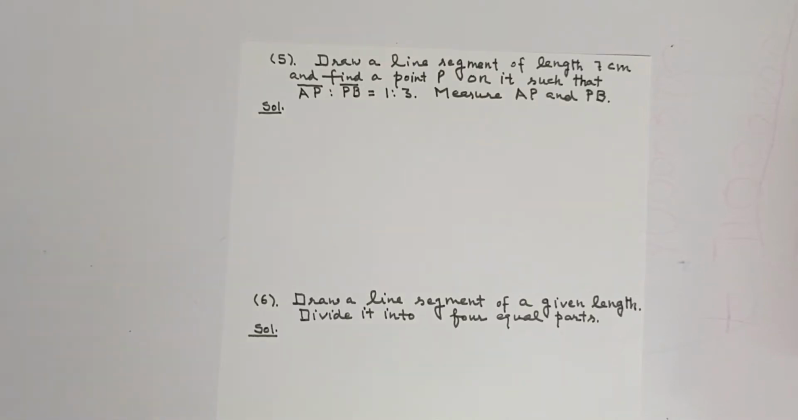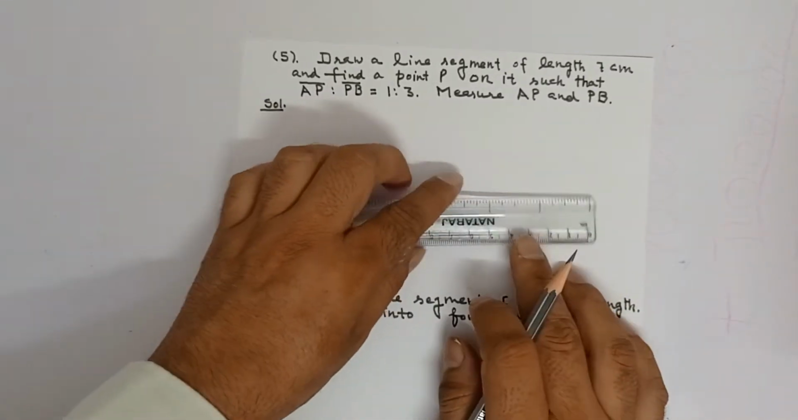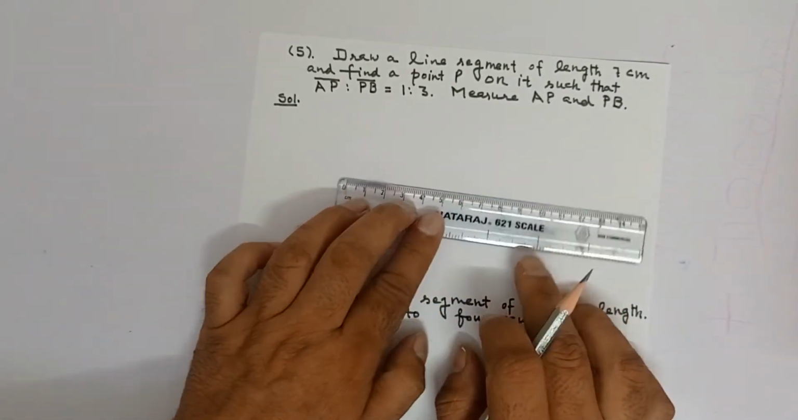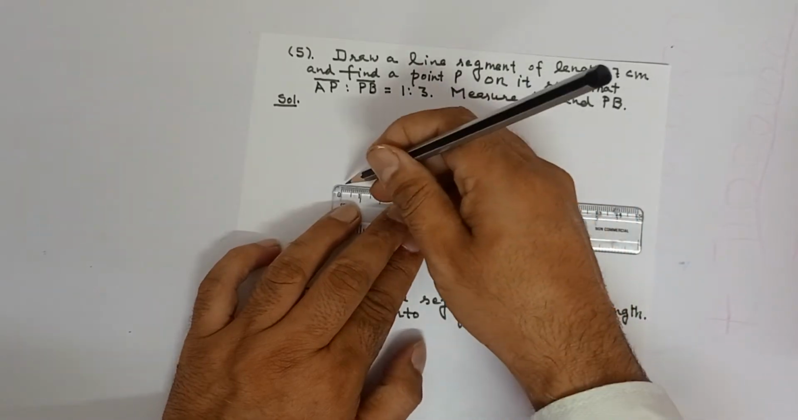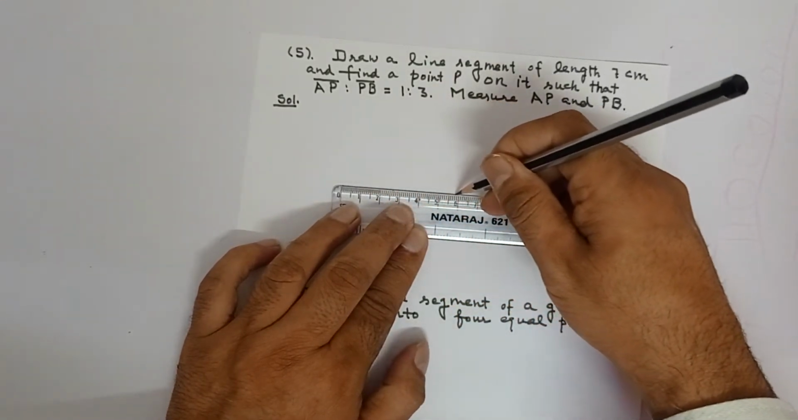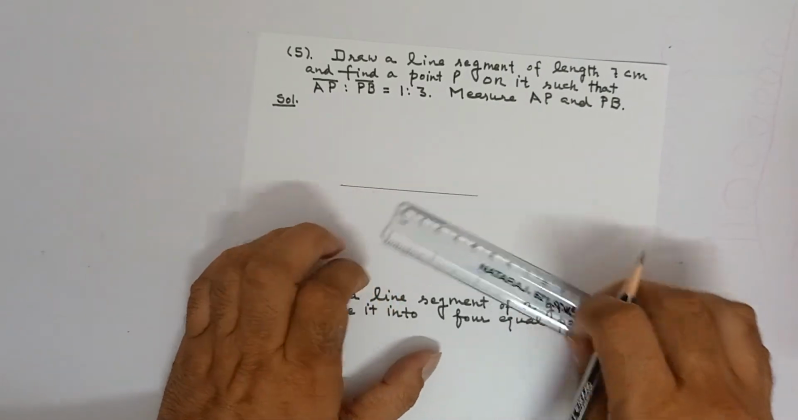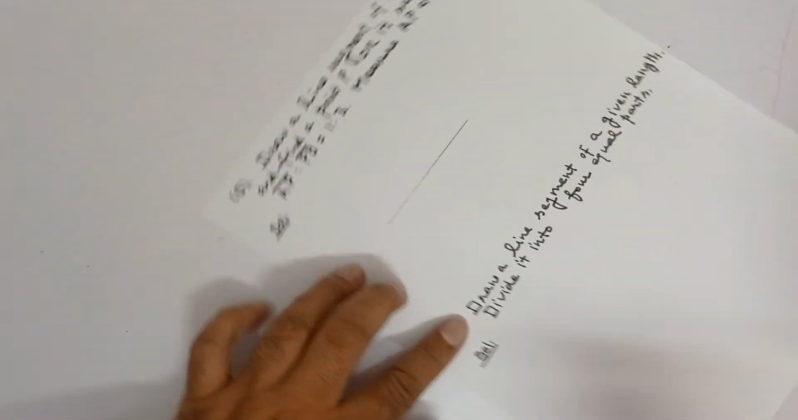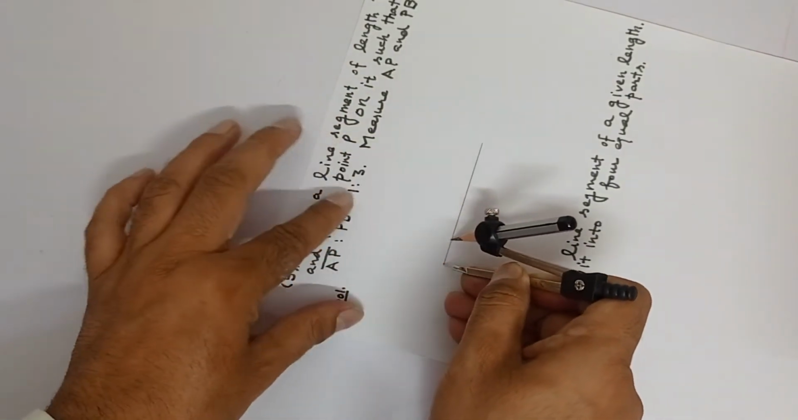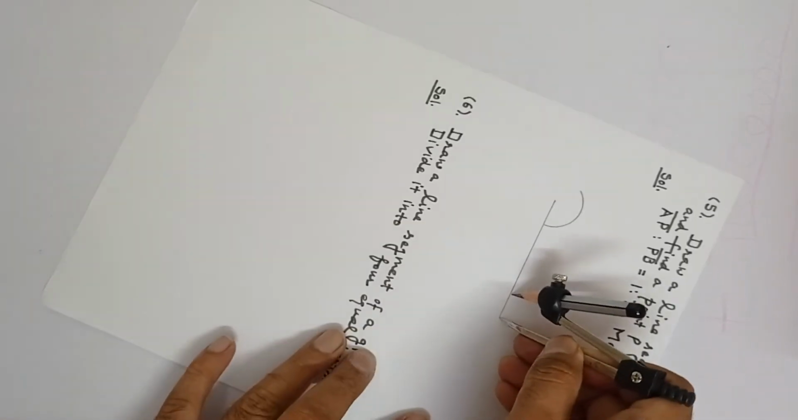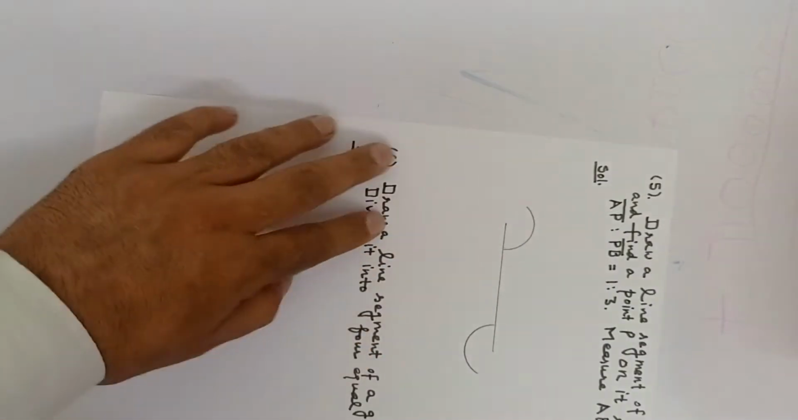Hello everyone. Now we will do question number 5 of worksheet 3 chapter number 10 parallel lines of DAV. Draw a line segment of length 7 centimeter. So keep the scale and 7 centimeter line segment is drawn. Again the same procedure, make acute angle on this point. I am making 60 degree. You can name the line segment AB.